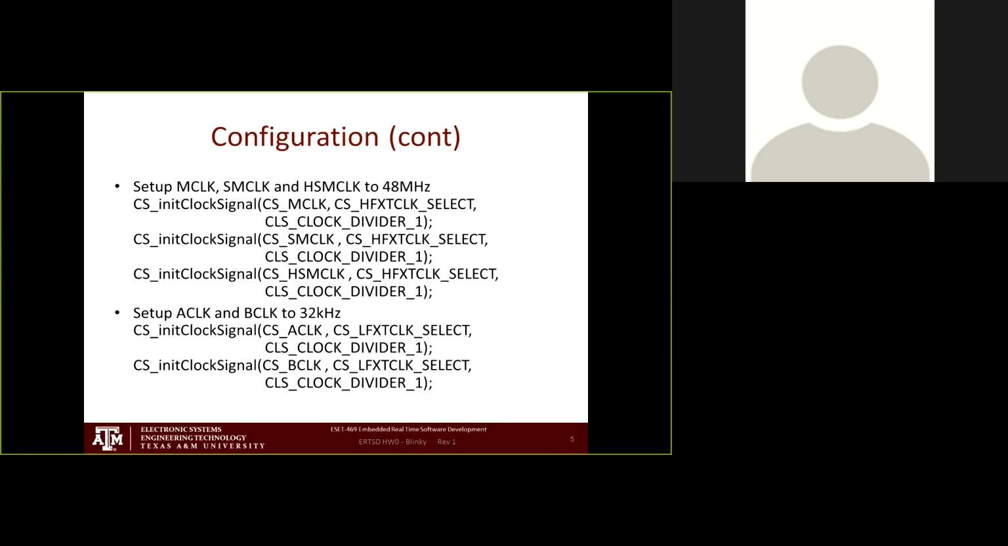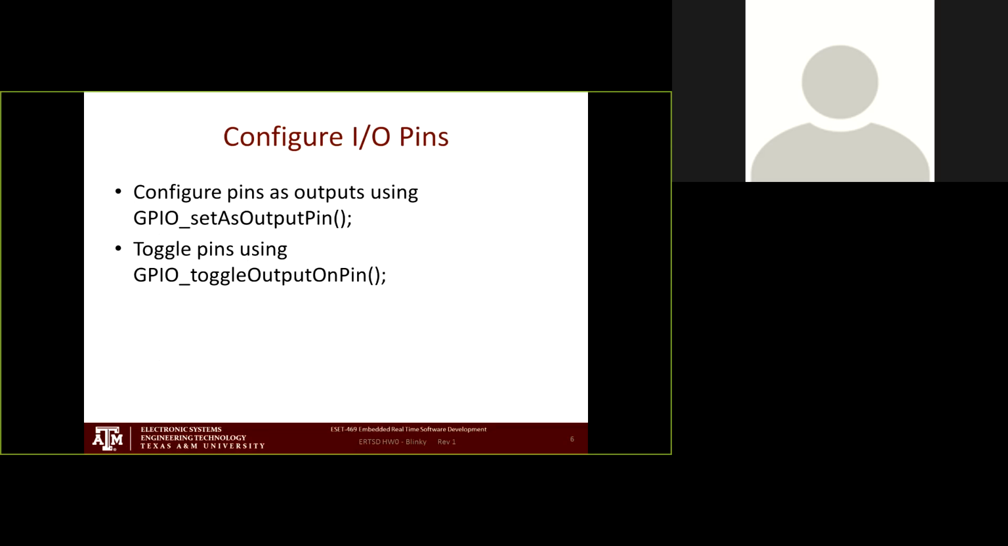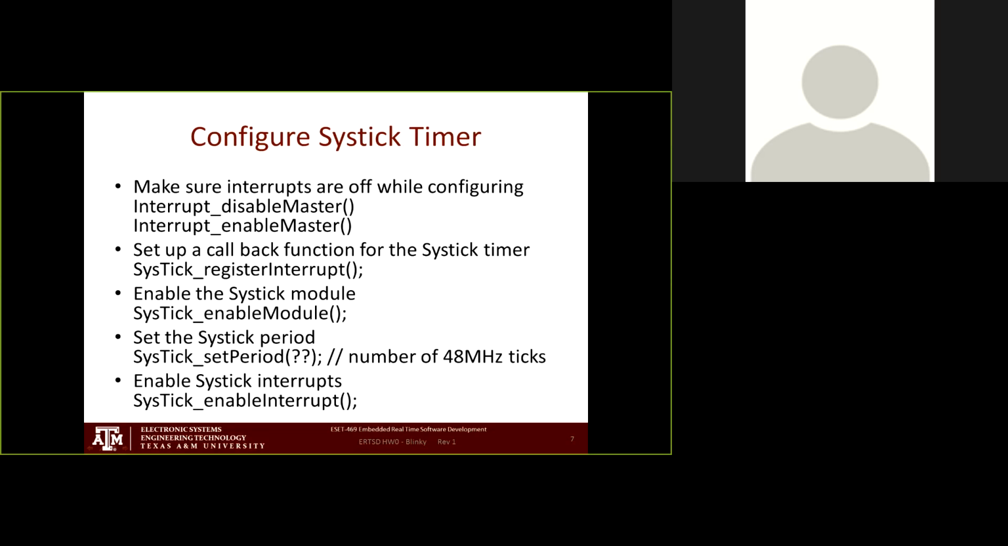Okay, so you've got the various clocks that you want to set to 48 megahertz, and various clocks you want to set to 32 kilohertz. Again, you probably don't need to set all of these. I like to, just to be thorough. And then, of course, you're going to need to configure your output pins. And then you can use this GPIO toggle output on pin to blink things on and off.